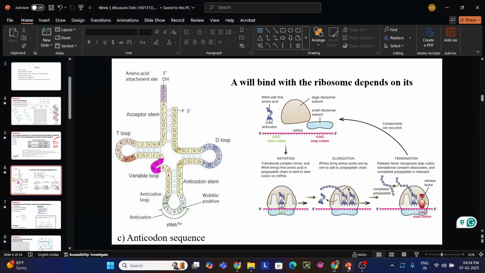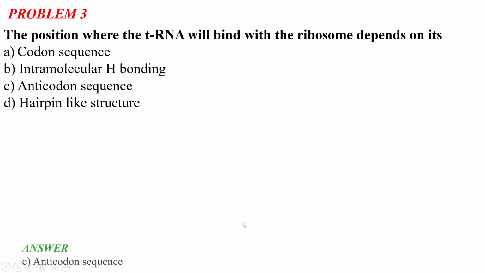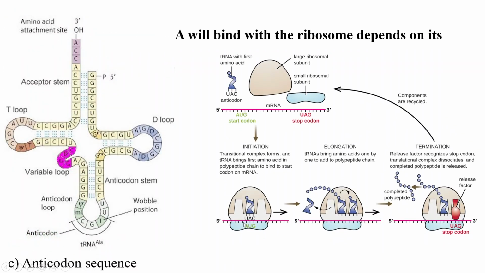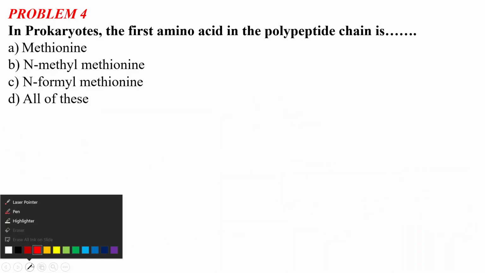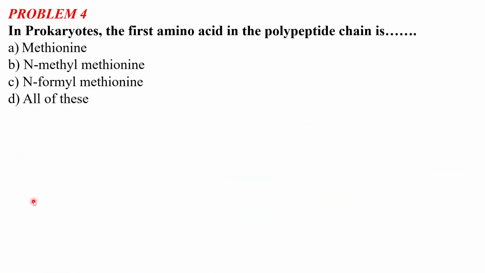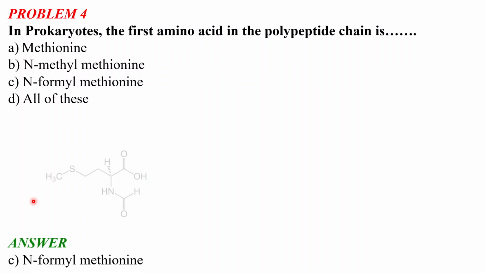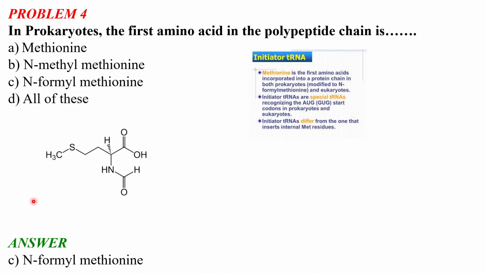Okay. Let me check which will be the correct answer. I have only received one answer, which says it's number C. So the correct answer for problem number 4 is number C, N-formyl methionine. This is the structure of methionine.